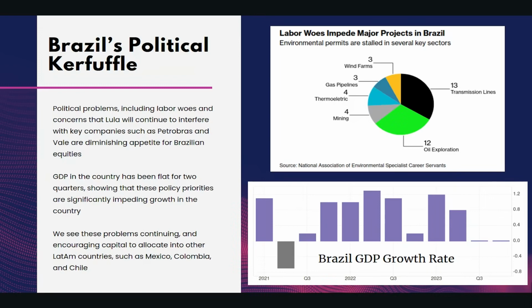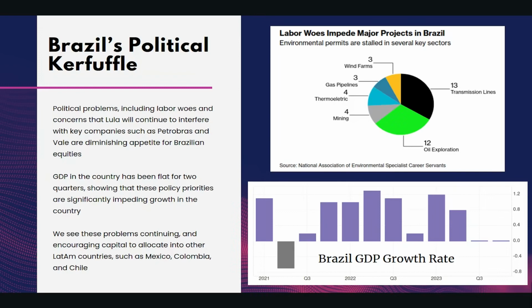And labor woes have impeded major projects in Brazil. Environmental permits are actually paused in key sectors that were driving growth previously, including areas that are incredibly important to the commodity exporter, like oil exploration, mining, and gas pipelines. If you think about that, and how much of the economy in Brazil is driven by these exports, that's really a negative sign. We don't think this administration has really the economy top of mind.